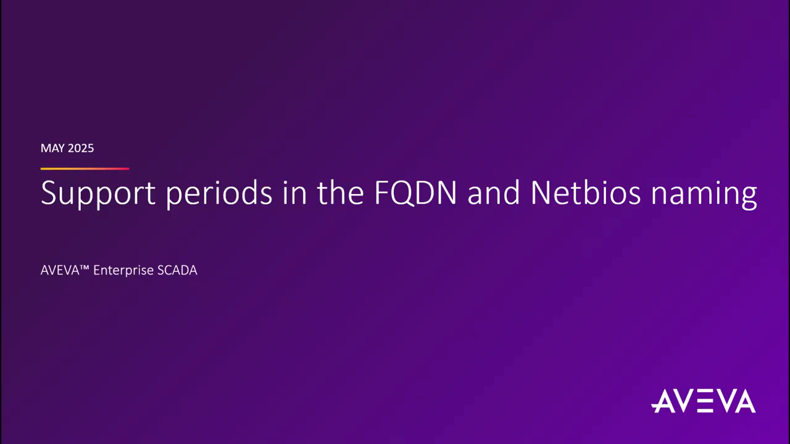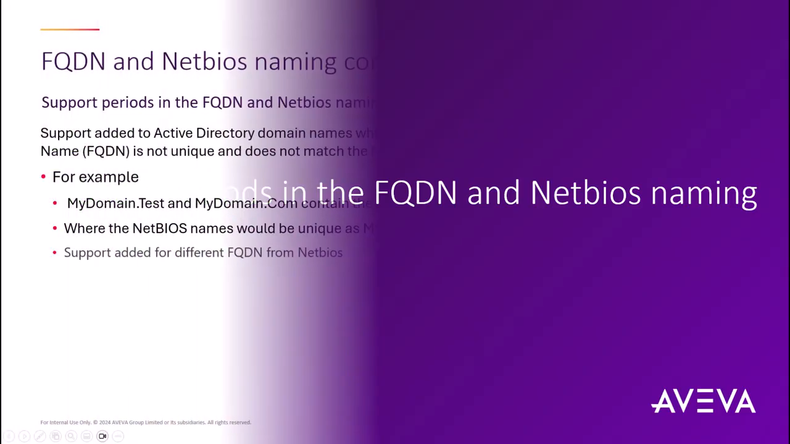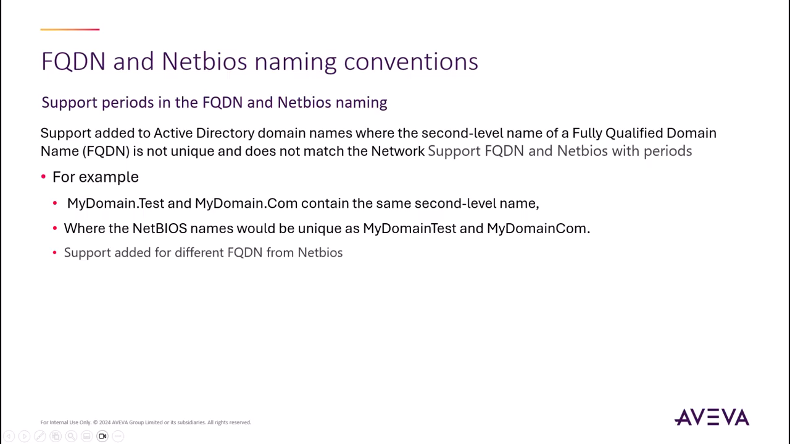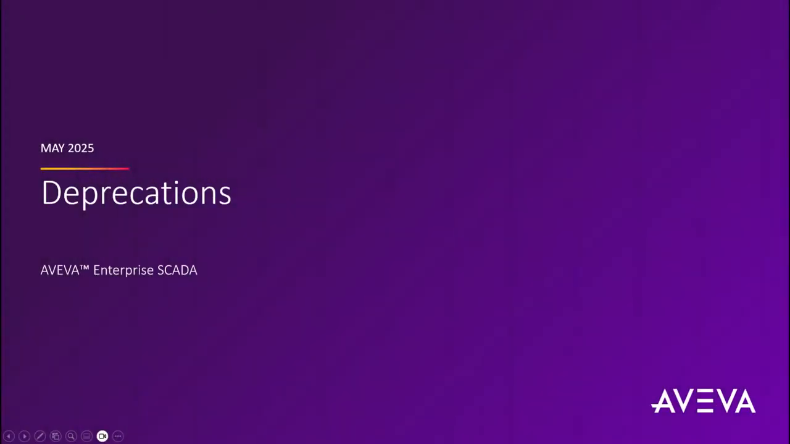AVEVA now supports Active Directory domain names where the second level name, that is, the first part, of a fully qualified domain name is not unique and does not match the Network Basic Input-Output System, or NetBIOS, name. For example, mydomain.test and mydomain.com contain the same second level name, where the NetBIOS name will be unique as mydomain.test and mydomain.com, respectively.